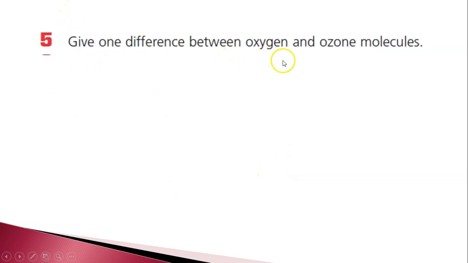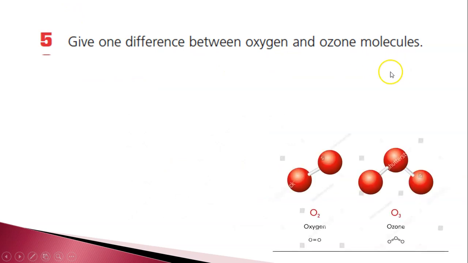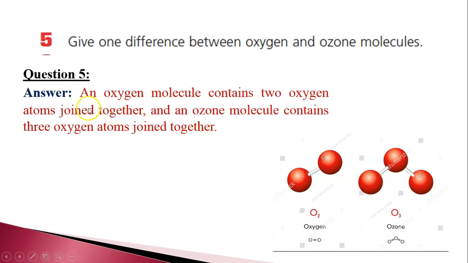Give one difference between oxygen and ozone molecules. As I had already told you, an oxygen molecule contains 2 oxygen atoms joined together and an ozone molecule contains 3 oxygen atoms joined together.